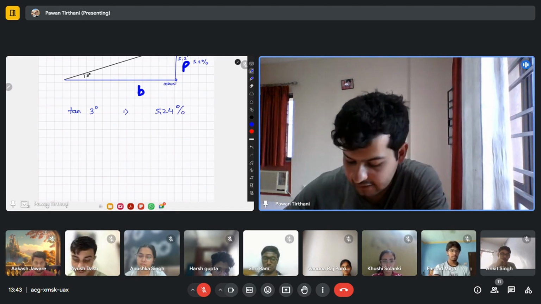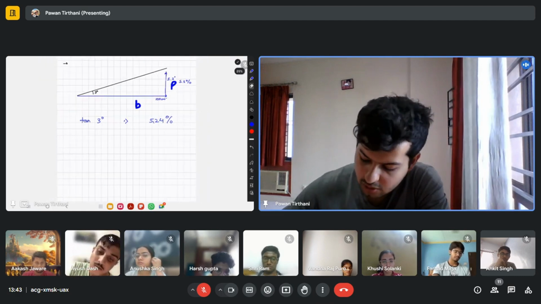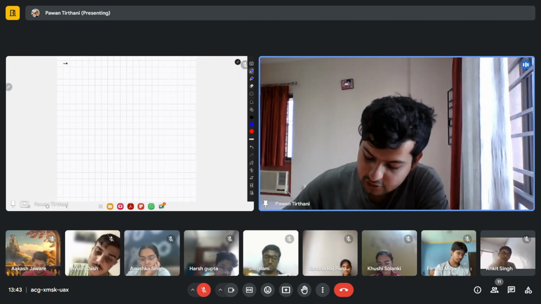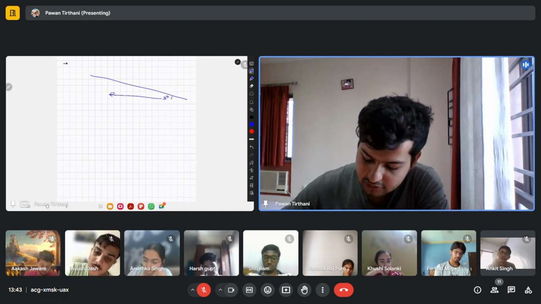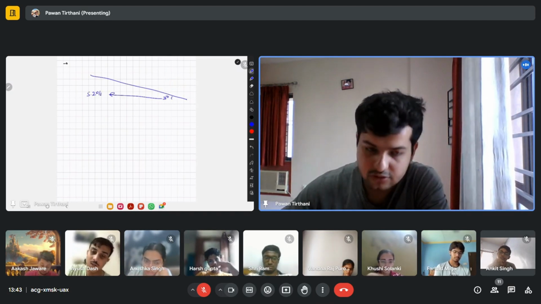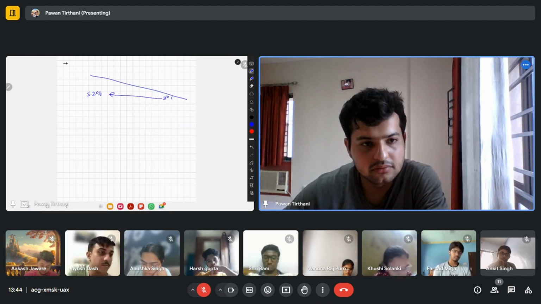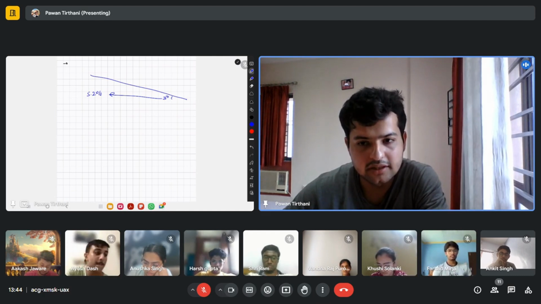Tan of whatever angle multiplied by this. So a 3-degree glide slope is also called a 5.2% glide slope. Okay. Any doubts?